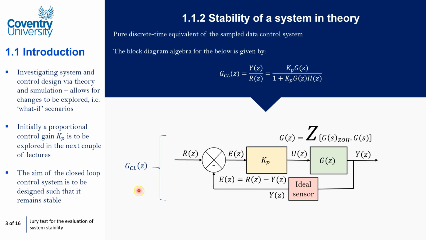So the aim of the closed loop control system is that it is designed such that it remains stable. So you've got a system response that effectively ends up in steady state. You don't have a system response that grows.